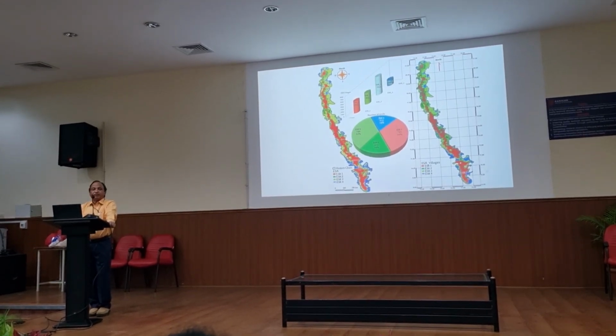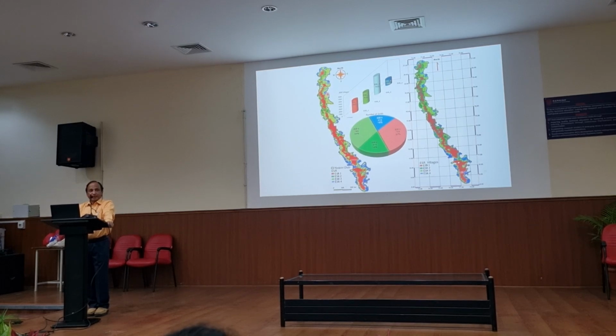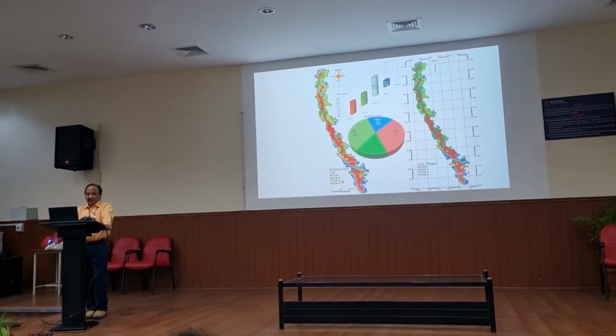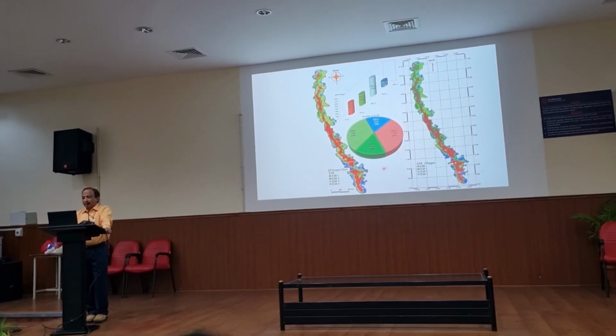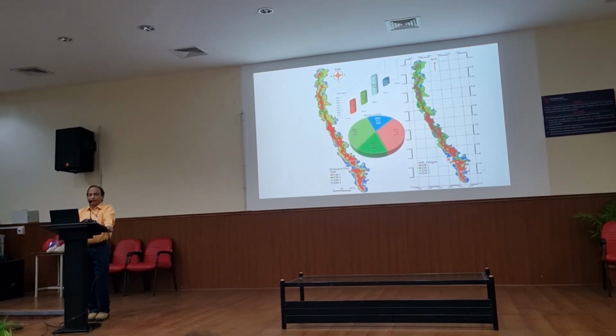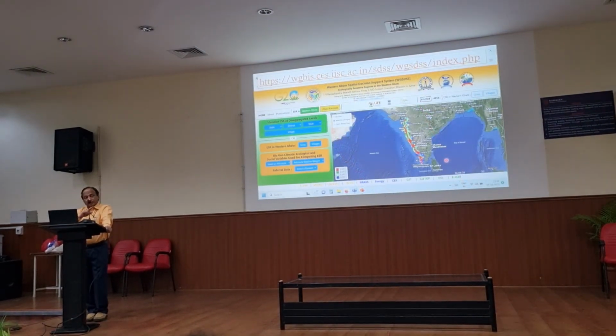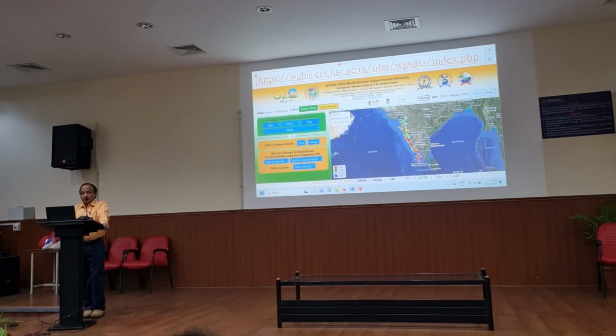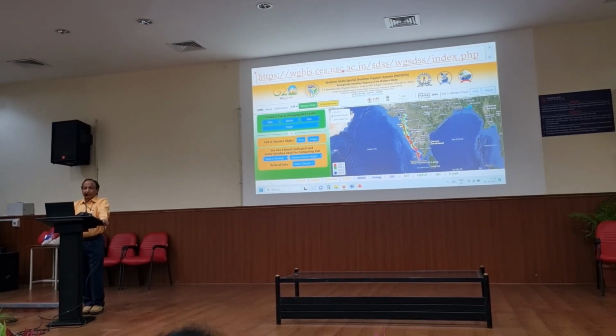So that's what we did. We prioritized the region. We graded it into 4 levels, A, B, C, D, or ecologically sensitive region 1, 2, 3, 4. And we also did that analysis at village level. Then we developed the decision support system. You know, this is the development. You can access this on my website.